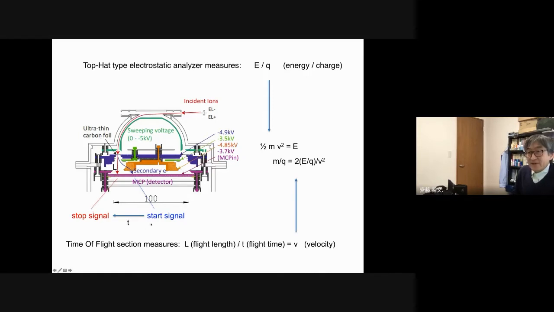By detecting the time difference between the start signal and the stop signal, we can know the velocity of these ions flying from here to here, because we know the distance L. So L divided by T, the flight time, is the velocity. And this top hat type electrostatic analyzer can measure the energy per charge. By using this energy per charge information and the velocity information, we can determine the mass of the ions. So this is the principle of this time of flight mass spectrometer.